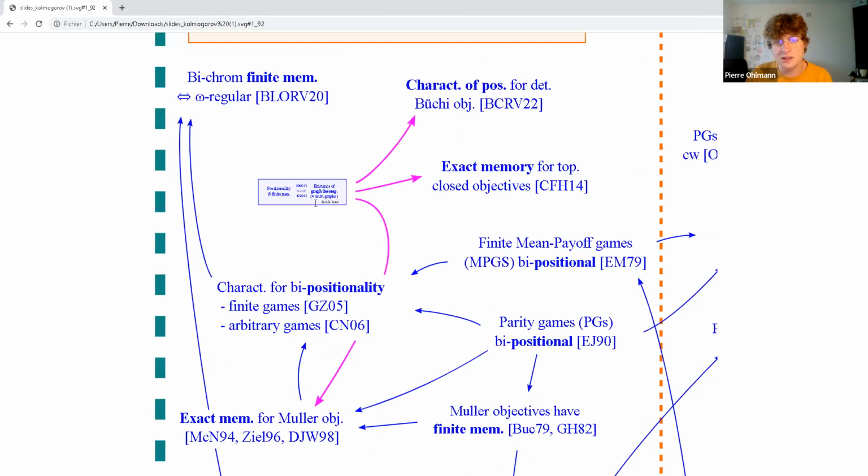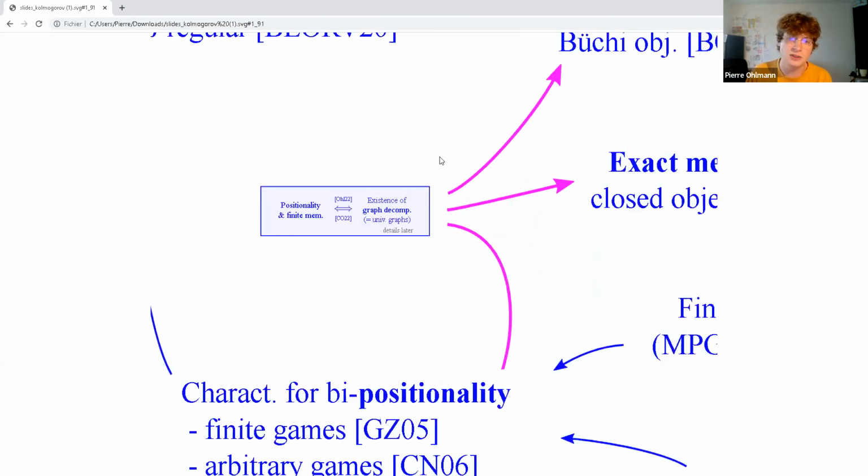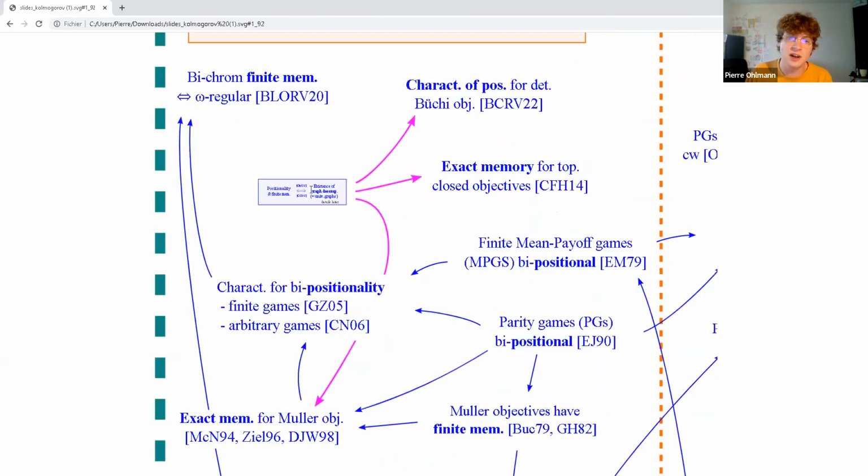So using this result, you can re-obtain and re-understand quite easily in terms of graphs, because really what this result does is it takes this question about games and turns it into a question about graphs, and this makes it easier to approach when you talk about graphs only. That's the philosophy.